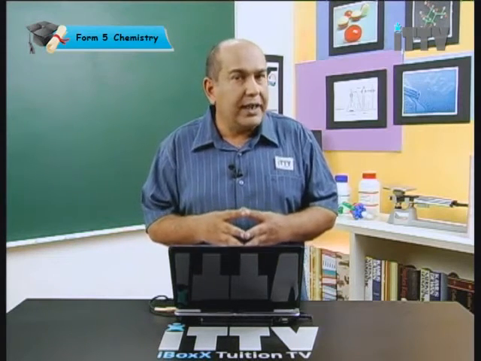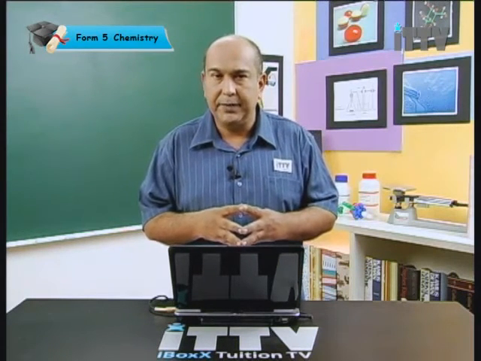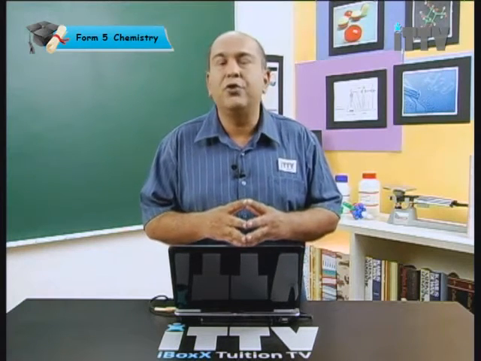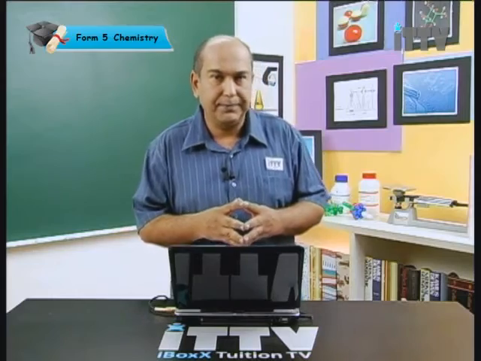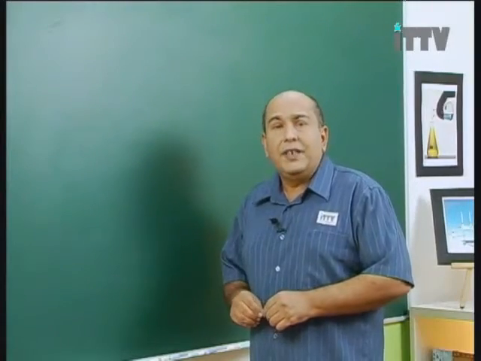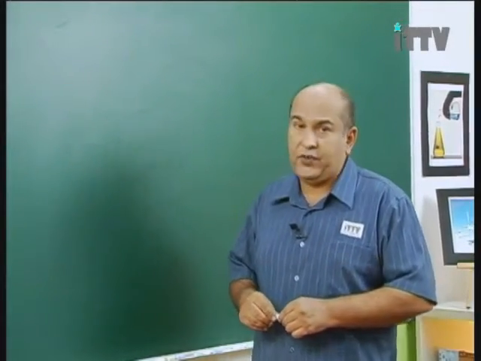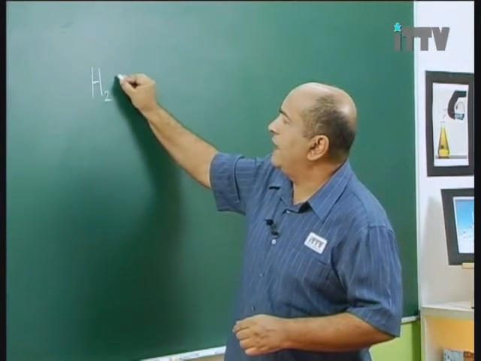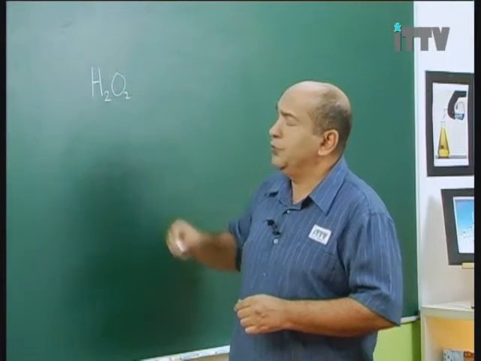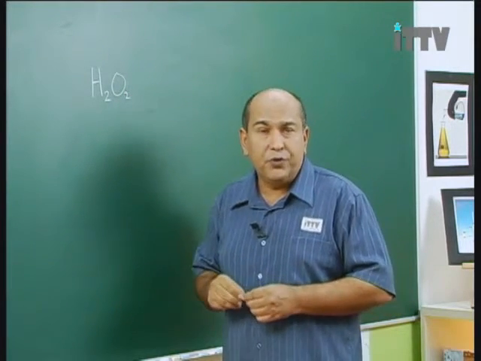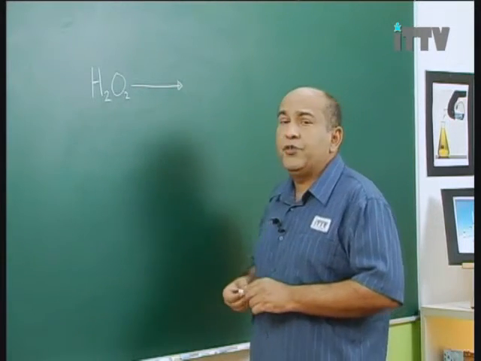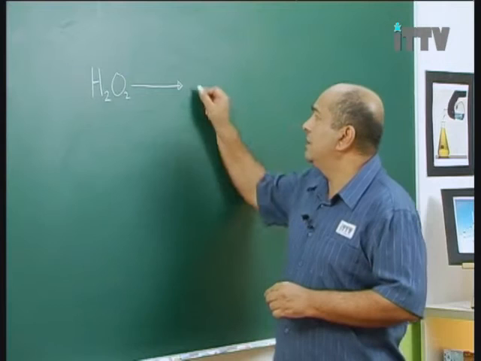Let's go up to the board and write an equation out for the decomposition of hydrogen peroxide, so that you understand how to write the equation and where to list out your catalyst. So the decomposition of hydrogen peroxide. Hydrogen peroxide is H2O2. When it decomposes, it produces water and oxygen.